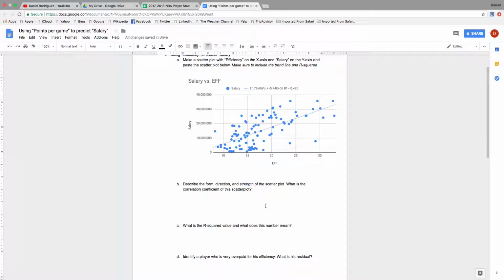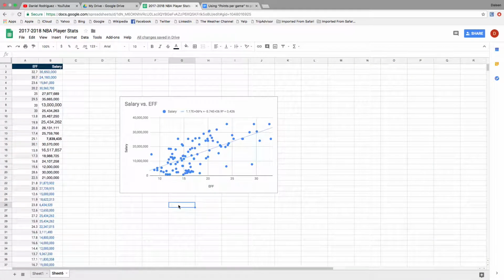So form is linear. Direction is positive. Strength is, well, let's see. Our r squared value is 0.426. So r is going to be the square root of that. Our correlation coefficient is the square root of that. It's always just the square root of r squared. So equals the square root of our r squared value, 0.426. So our correlation coefficient is 0.65.